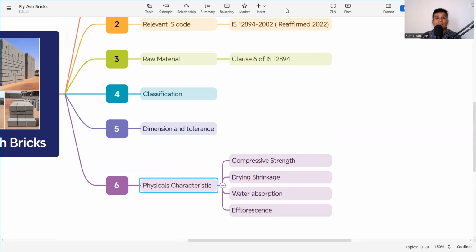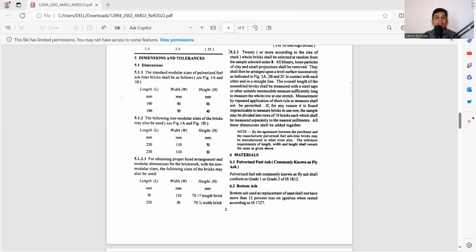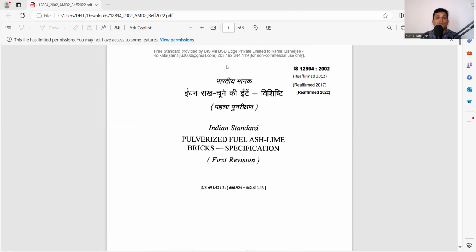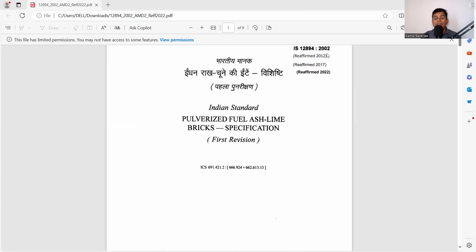Let's go to the relevant code and check one by one what the requirements are. So this code is IS 12894. First you need to know that it is IS 12894:2002, reaffirmed in 2022. And what is this? Pulverized fuel ash lime brick specification. So today we are going to discuss pulverized fuel ash lime bricks as per IS 12894.